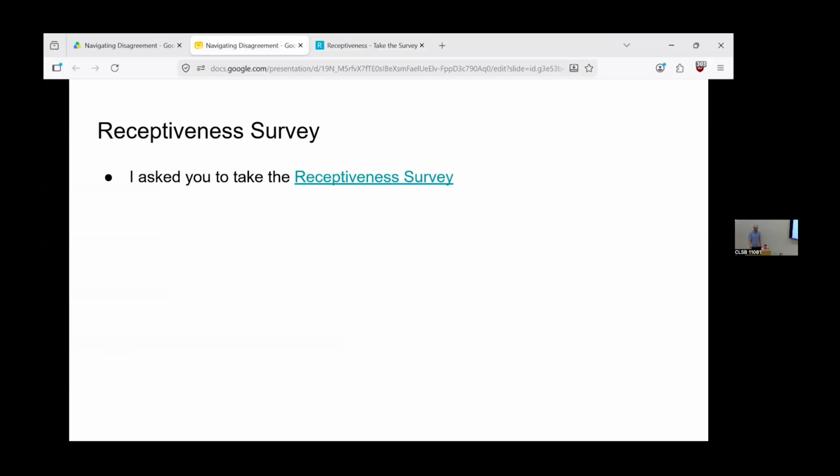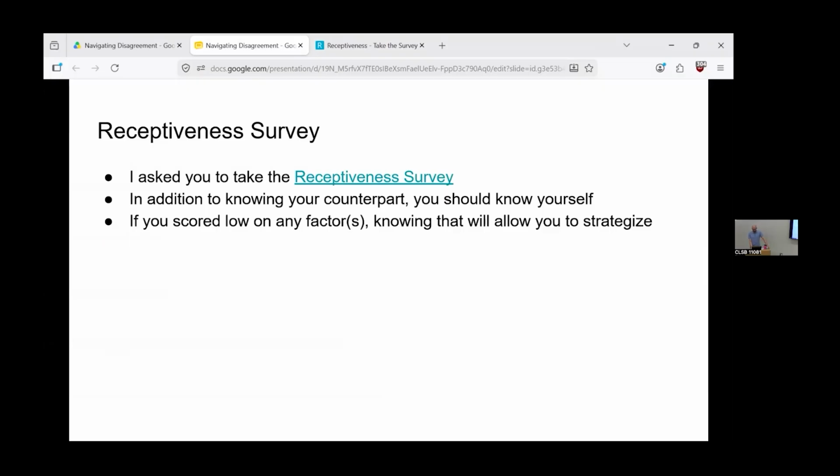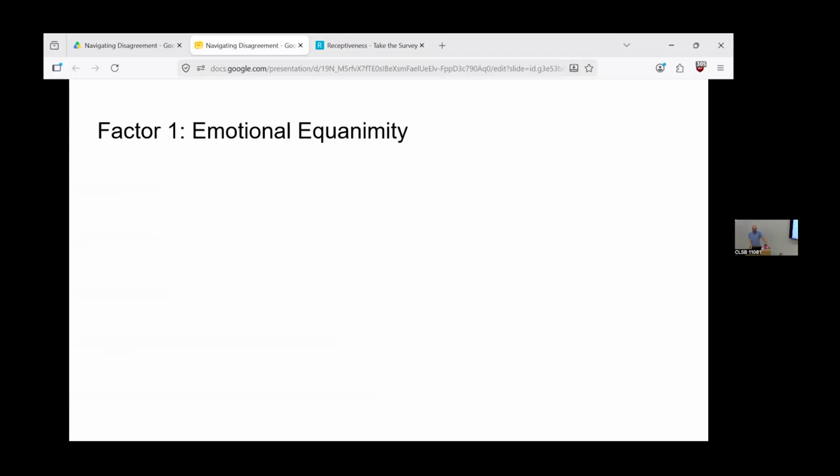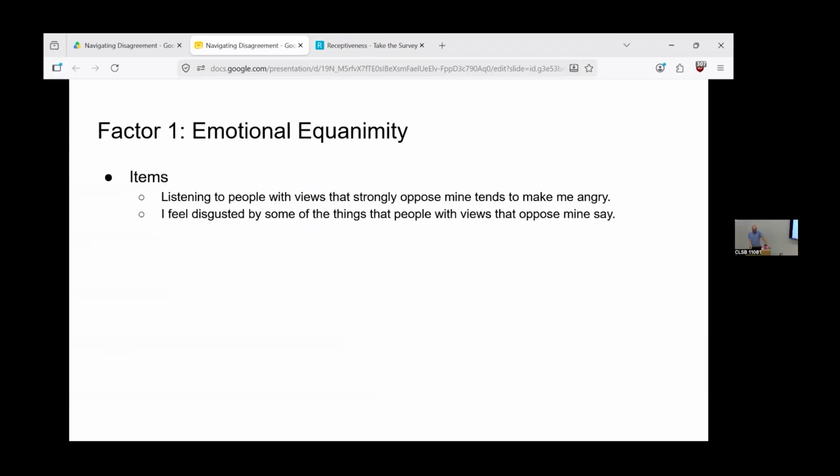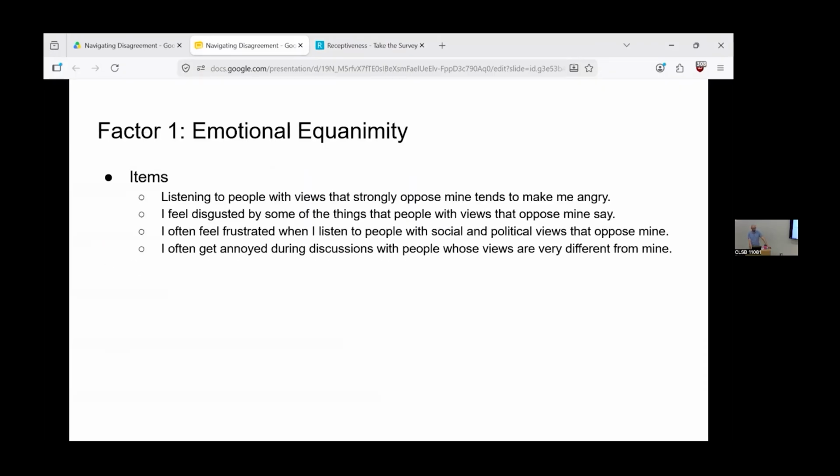Okay. So why did I ask you to do this? In addition to knowing your counterpart, you should know yourself. And so that's why I wanted you to take this survey. So we're going to talk about the different factors of this survey and strategize. If you scored low on one factor, how can you take that into account when you eventually get into a disagreement with someone? So factor one is emotional equanimity, and it had 4 items.